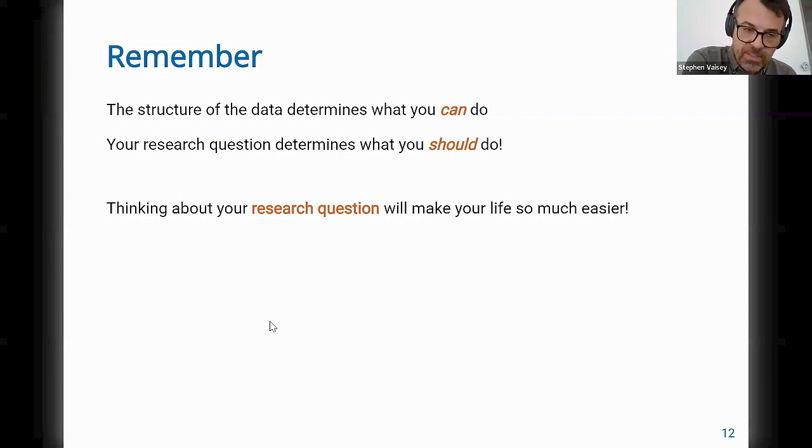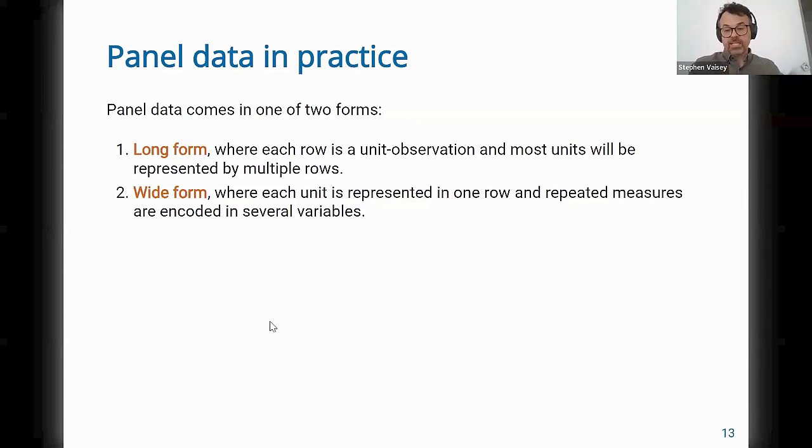And it will simplify things for you if you think about it in a sort of quasi-experimental way. Okay. All right. Okay, so panel data and practice. Okay, enough of the conceptual beginnings here. Let's talk about some practical issues related to panel data.